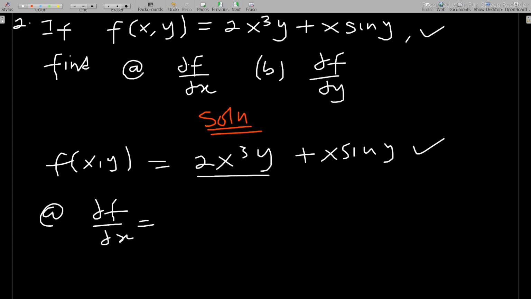Like we said in our previous video, whatever variable that is present apart from what you are differentiating with respect to is a constant. So here 2y is a constant. I differentiate x cubed with respect to x, and I get 3x squared, times 2y, and that will give me 6x squared y. I hope you get it now. Plus, differentiating the x sine of y with respect to x will give me sine of y. I hope this is very cool.